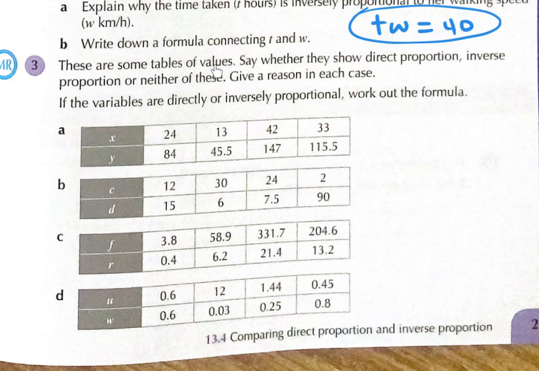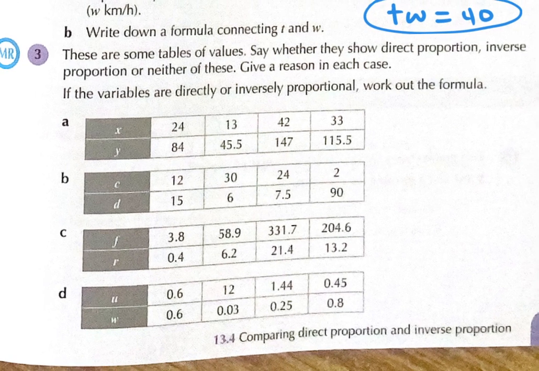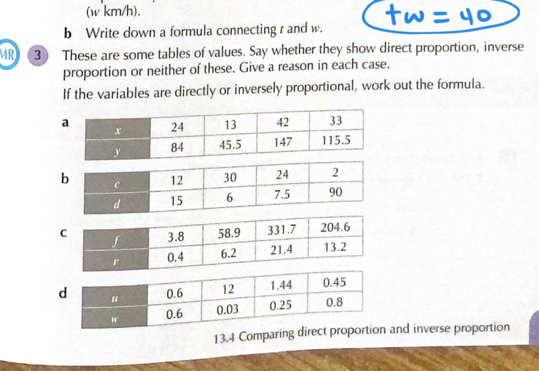These are some tables of values. Say whether they show direct proportion or inverse proportion or neither of these. Give a reason for each case. For A, if you can solve, just raise your hand. Okay? Is this direct, inverse, or neither? Guys, if you can answer, raise your hand.